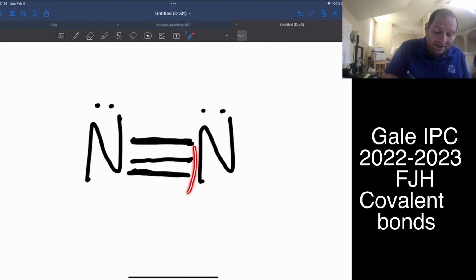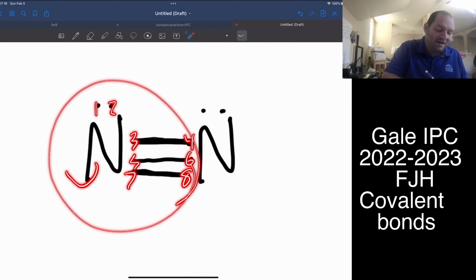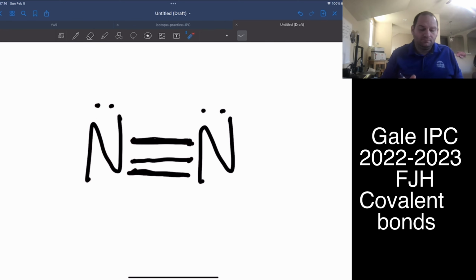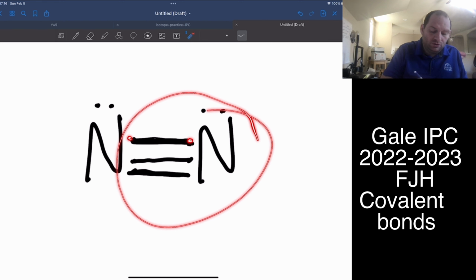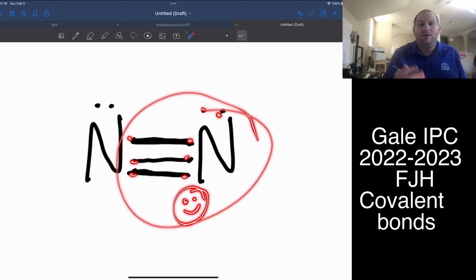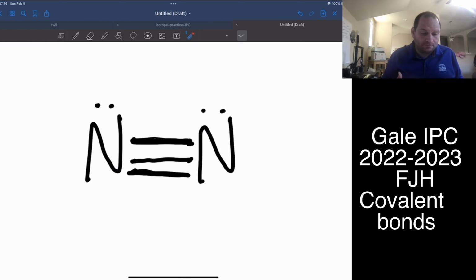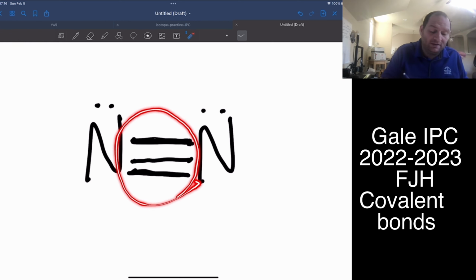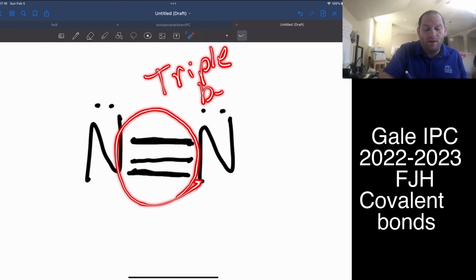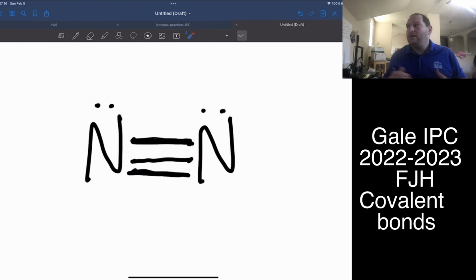So now, let's count our electrons. 1, 2, 3, 4, 5, 6, 7, 8. Oh, this nitrogen is happy. This one, 1, 2, 3, 4, 5, 6, 7, 8. He's also happy. They're now fully bonded. Now, since we have 3 lines, 3 bonds, this is a triple bond. So this covalent bond is tripled.